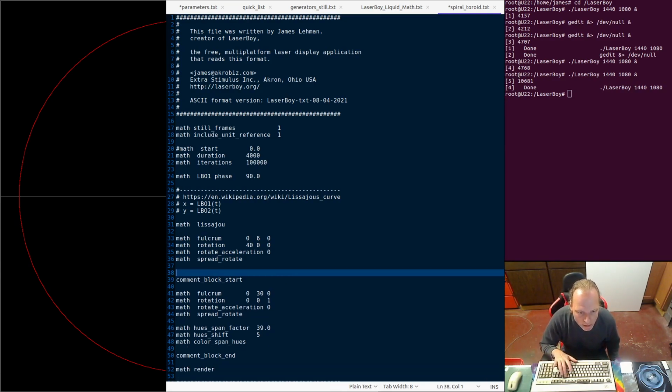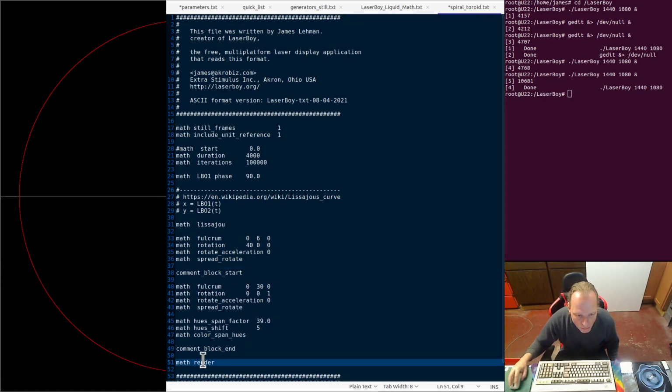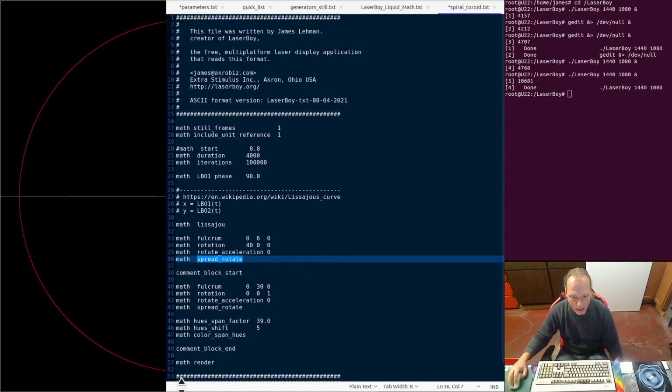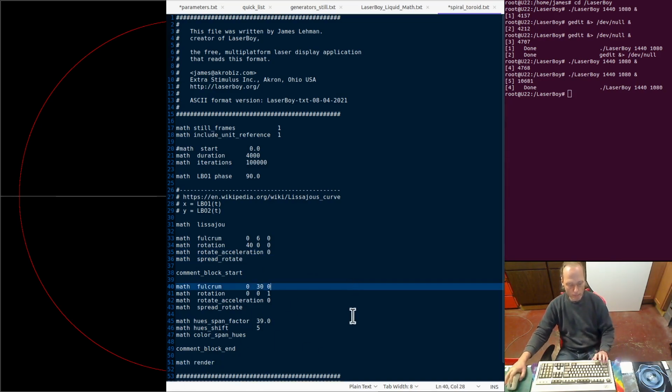All right? See, we still have our render right here. So we're setting the fulcrum, setting the rotation around the x-axis. This is the default value of rotation acceleration, but it's here just to show that there is such a thing. And we're calling the spread rotate operator, then render. Okay.